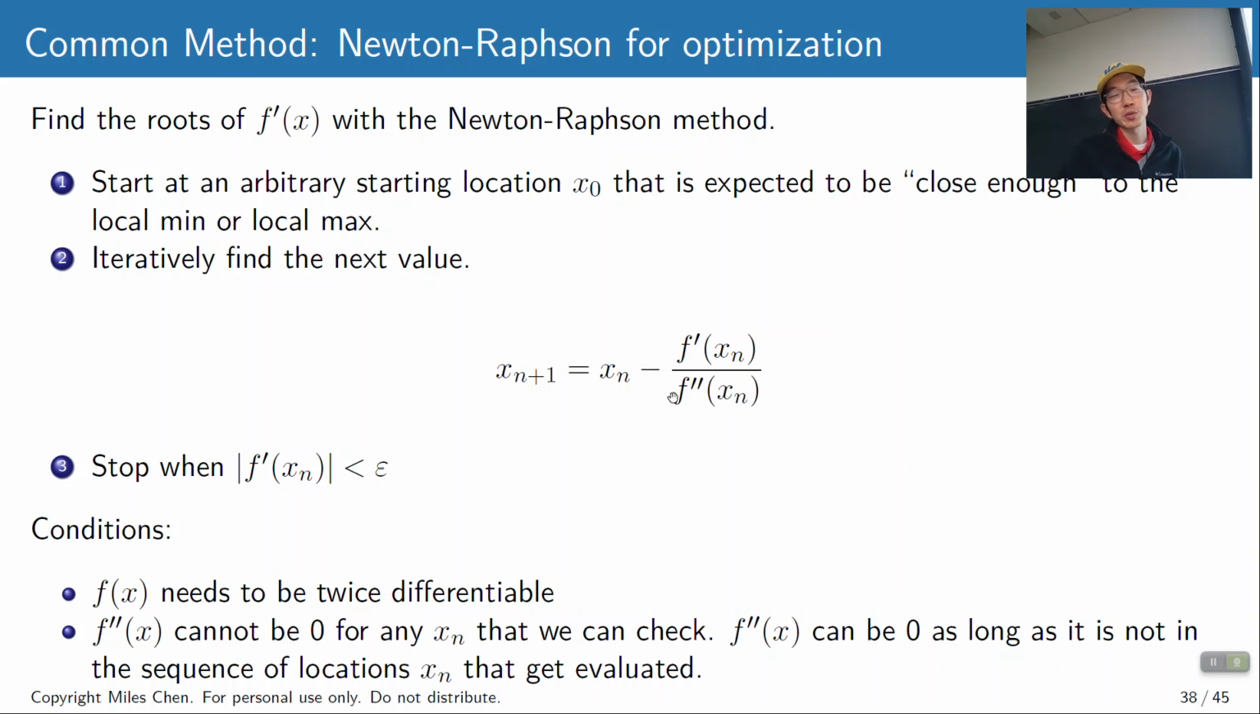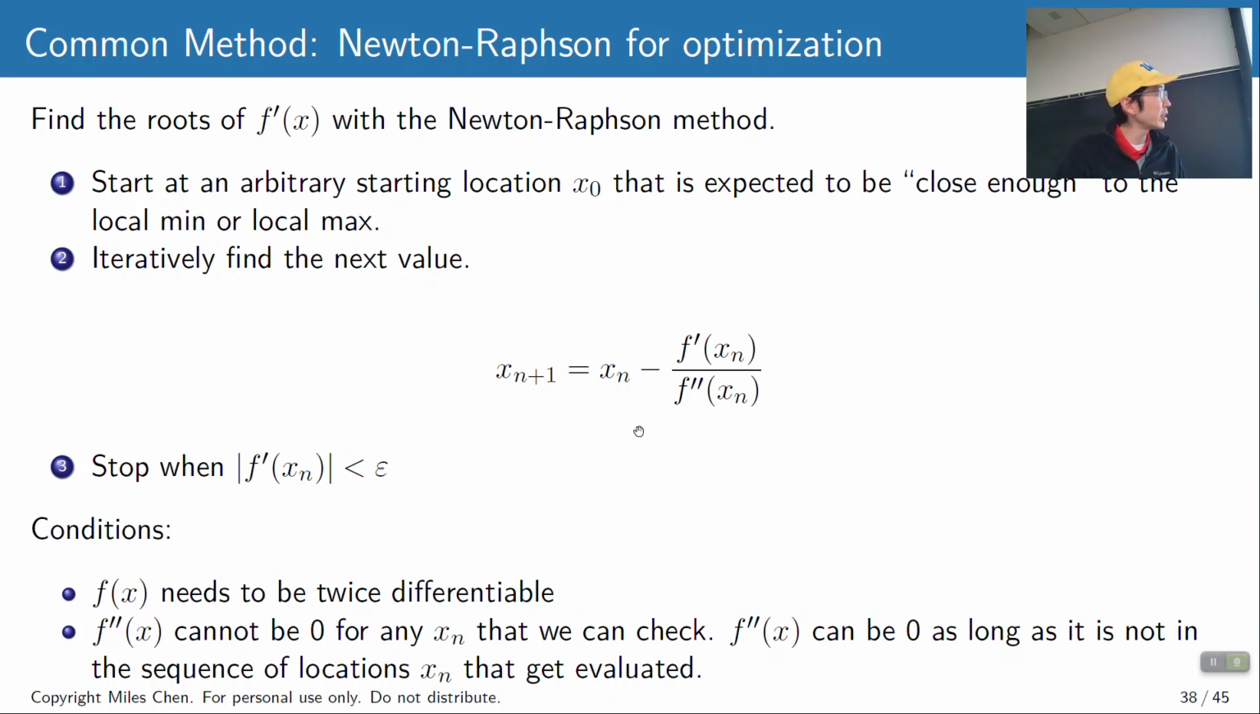Okay, and so this will give us the next value to use at our next iteration, and we just repeat this until the derivative f prime of x is close enough to 0. It's less than some epsilon. So the condition here is that the function needs to be twice differentiable.